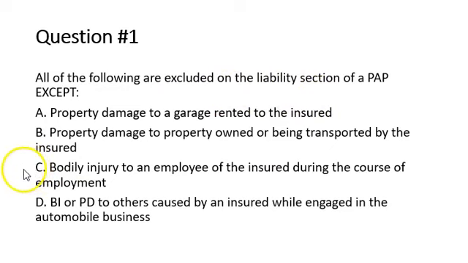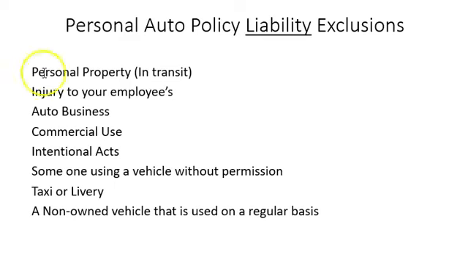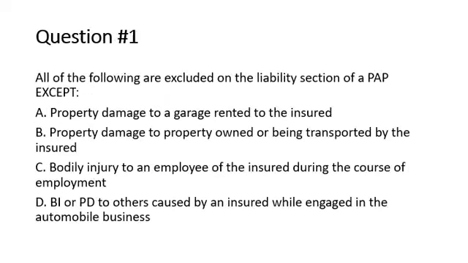Let's look at answer number C. Bodily injury to an employee of the insured during the course of employment. So let's look at the exclusions. Injury to your employees are excluded. So just think of this. If you're running a business and you've got employees, there has to be a workman's comp that covers those employees' injuries, not your personal auto policy. So that's why. Okay, let's look at D.